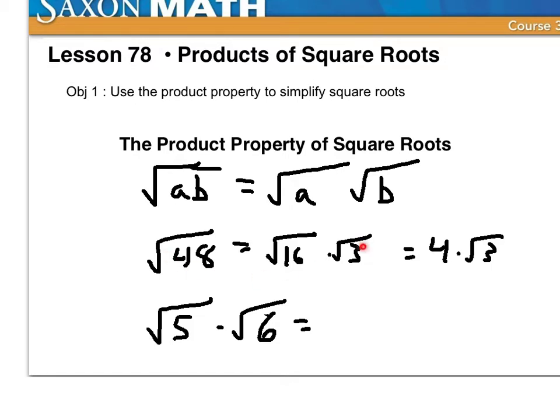But again, here's the property right here. The square root of this can be broken apart into two factors of 48 and put the square roots over them. Likewise, if we got two square roots like this, the square root of 5 times the square root of 6, we can combine those into one square root. So this is the same as the square root of 5 times 6, which is equal to the square root of 30. And that property helps us simplify square roots.